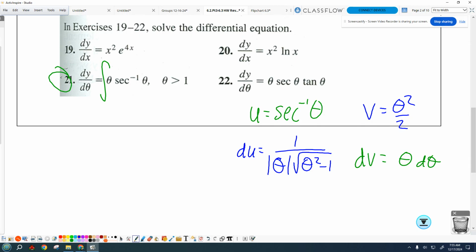Sadie, what's the first bit of the pattern? UV, so what is that in this case? The inverse secant times theta squared. Inverse secant times that. Claudia, what's the next piece? Minus dt.